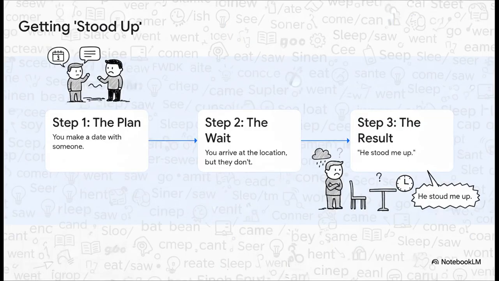And speaking of quirks, some of these unique verbs show up in really common idioms. Take the verb stand, for example. Its past tense is stood, and it's the star of the phrasal verb to stand someone up. So what does that mean? It means you made plans with someone, but they just never showed up. It's a perfect example of how these verbs are woven right into the fabric of everyday language.